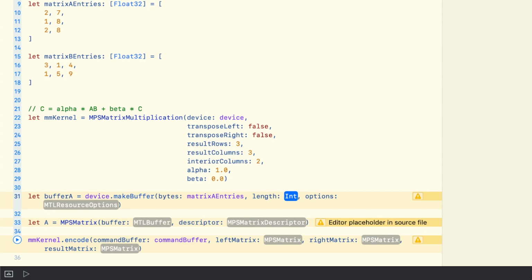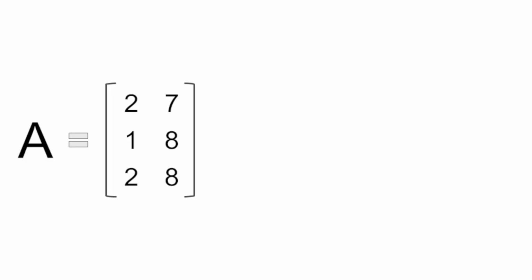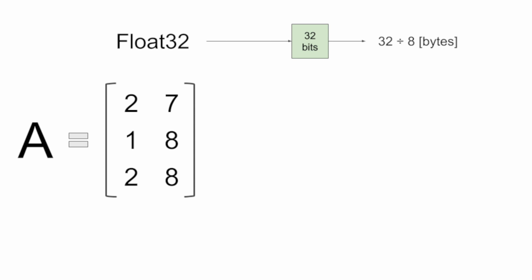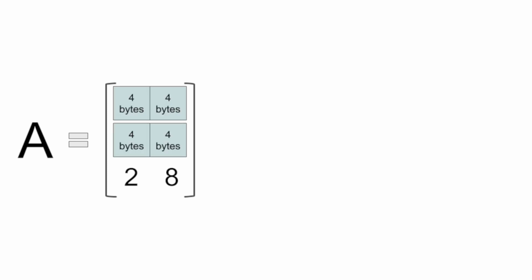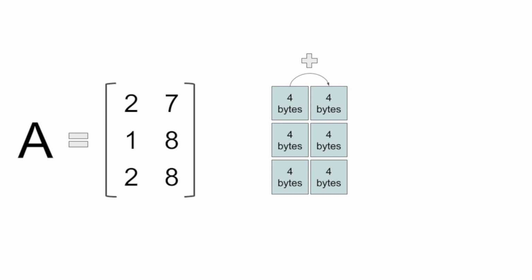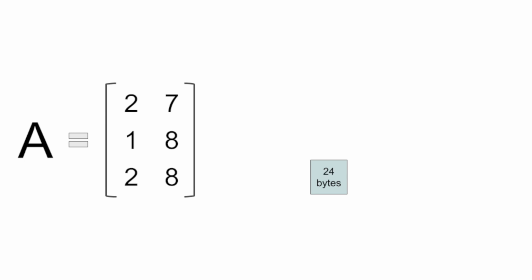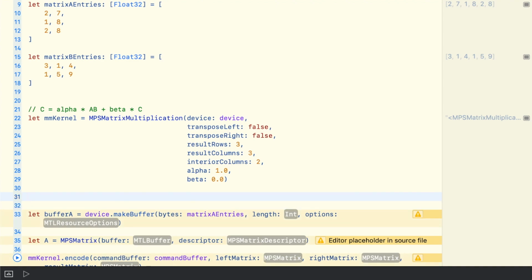And in this case is the amount of bytes that's in our matrix A entries array. And in order to determine the amount of bytes that's in the array, we need to determine how many bytes each value in the array uses. So each value in the array is a float32 type. And what this means is that each value will take up 32 bits of memory, or will take up 32 divided by 8 bytes of memory, which is 4 bytes. And since we have an array of this type, each value in the array is going to take up 4 bytes. So we can just add up the bytes to get our total bytes length, which is going to be 24 bytes.